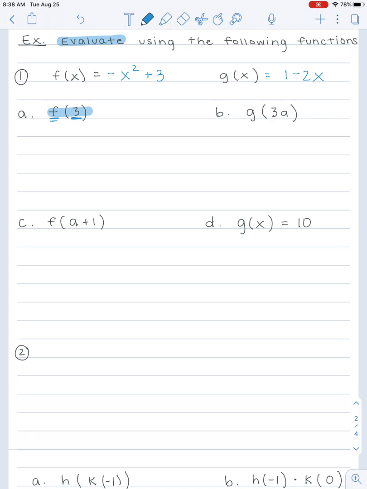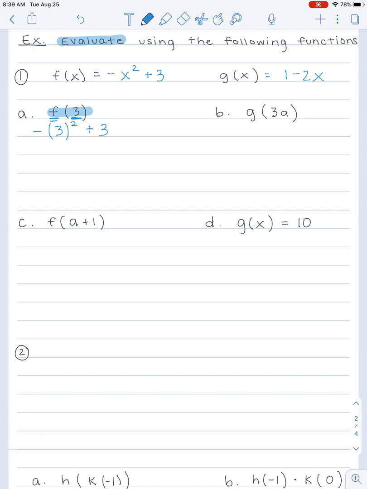So for example, if I see this problem, I've got negative x squared plus 3. So I'm going to plug in my parentheses, and my x value here is 3 squared plus 3. All I did there, instead of my x value, I replaced it with what my input value is.